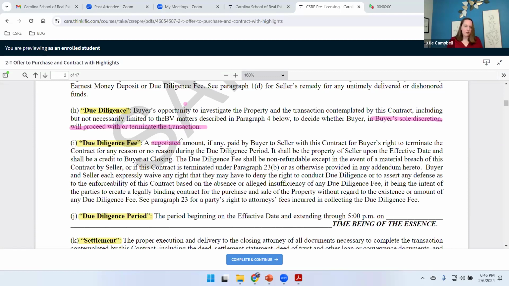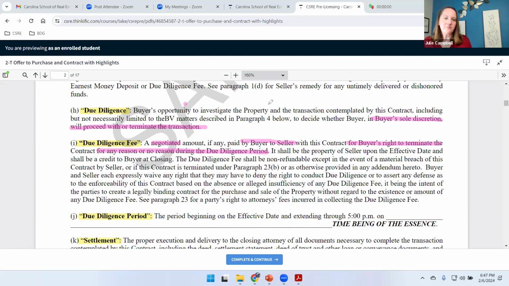So it's a completely negotiated amount, if any, paid by the buyer to the seller with this contract for the buyer's right to terminate for any reason or no reason during the due diligence period. Now let's slow down and look at that in this line. This is driving me nuts, so let me fix that. Paid by the buyer to the seller. Okay. What the buyer is paying the seller for is the right to terminate.